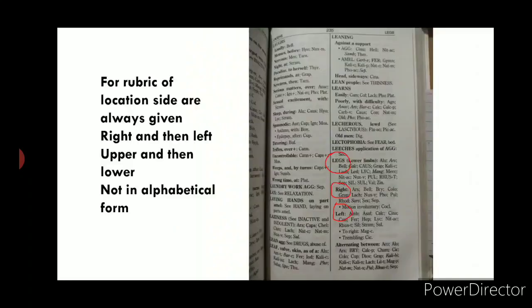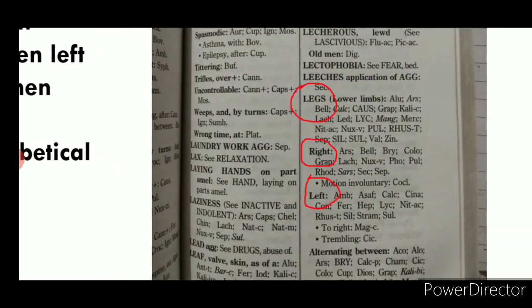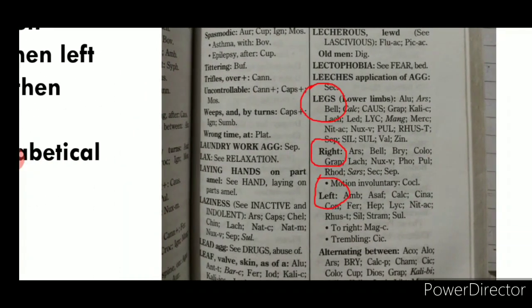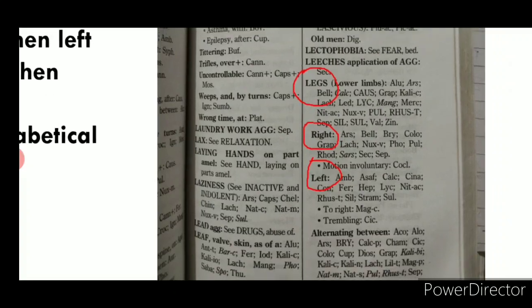Now for the rubric of location, the sides are given where you will find right always first and then left, upper always first then lower, and it is not in alphabetical order. In the photograph you can see the rubric of legs, lower limb, and the side sub-rubrics are given first right and then left.